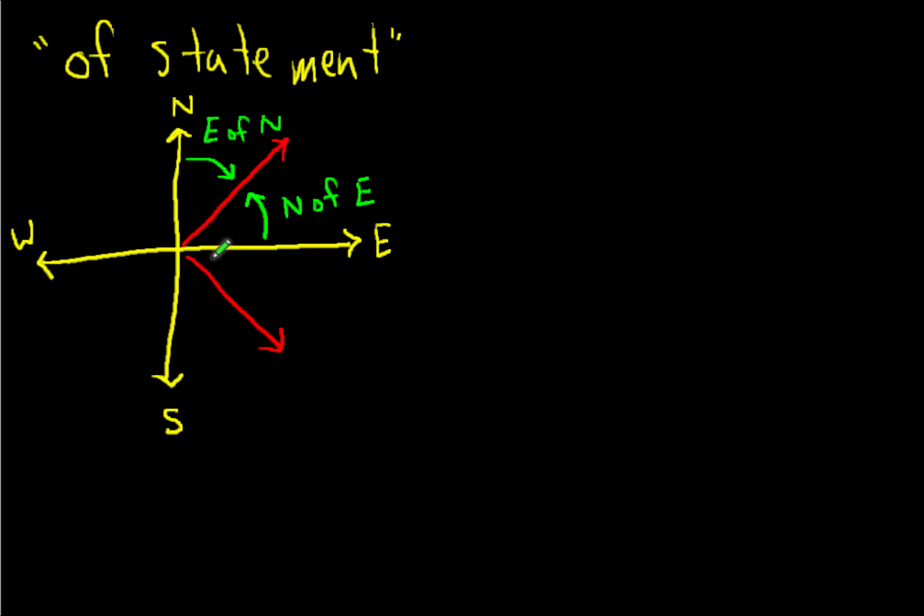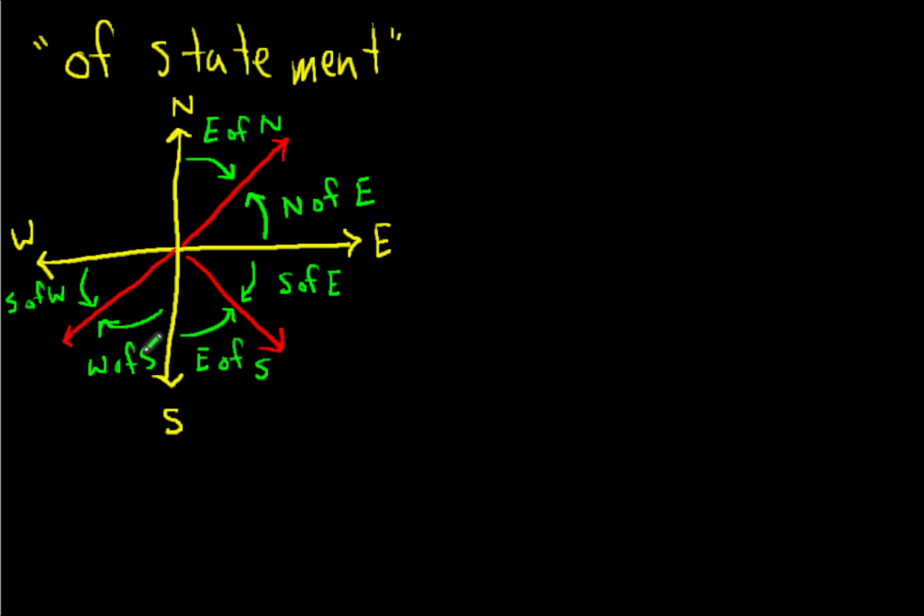A vector in the southeast quadrant could be described by an angle that is south of east or an angle that is east of south. Either of these angles is correct, it's just two different ways of getting to the same vector. An angle in the southwest quadrant could either be south of west or west of south. And an angle in the northwest quadrant is either north of west or west of north.